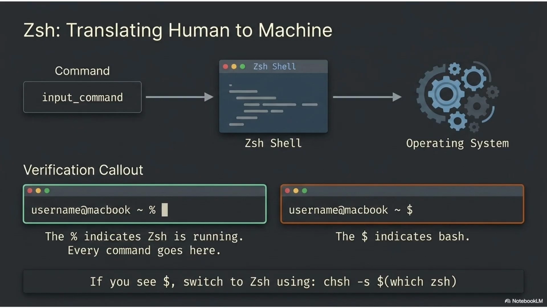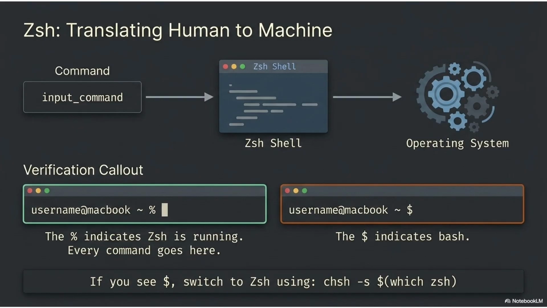The % symbol, or the modulo symbol, in your prompt means Zsh is running. Every command goes here. The $ symbol means bash, which is a different shell. If you see a $, switch to Zsh by using the chsh -s command, with the path to Zsh, typically /bin/zsh.